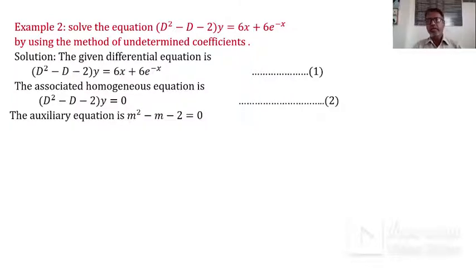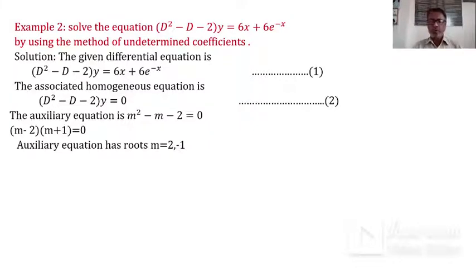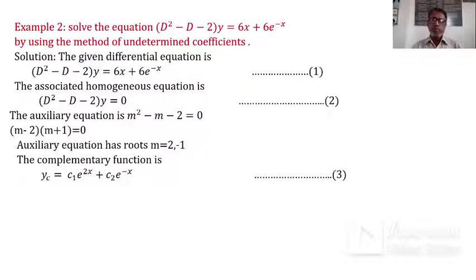We factorize this as m minus 2, m plus 1 is equal to 0. Therefore, m is equal to 2, minus 1. The auxiliary equation has roots real and distinct. Therefore, the complementary function yc is equal to c1 e to the power 2x plus c2 e to the power minus x. We know this thing. Up to this is very easy part. Now we want to solve this differential equation by using the method of undetermined coefficient.